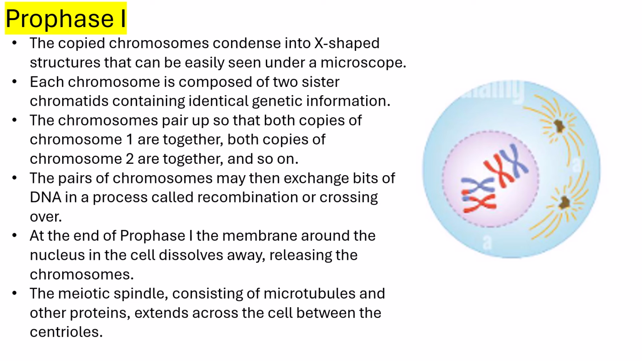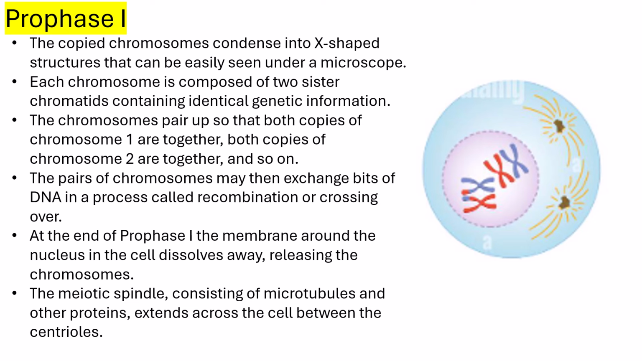So they're pairing up, they're coming together during prophase I, right? The pairs of chromosomes may then exchange bits of DNA in a process called recombination or crossing over. As you can see, the blue was recombined with the red: this little part exchanged, and the red part went to the blue. That's called recombination, or crossing over. This is exactly why we can see variations, right?